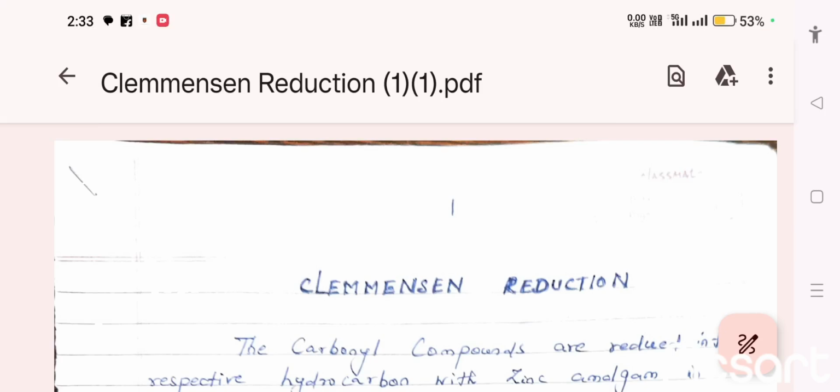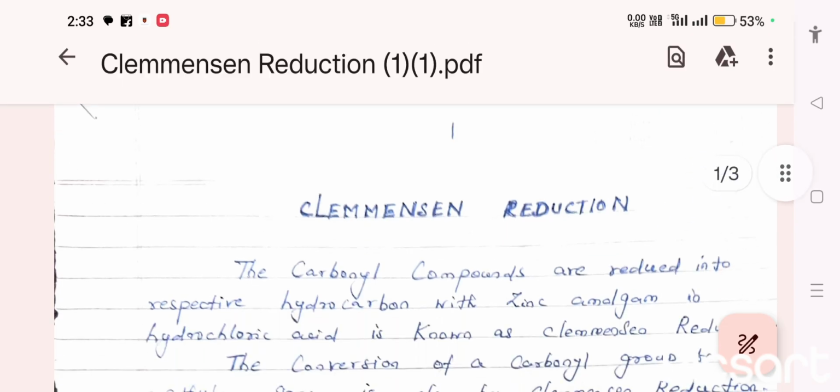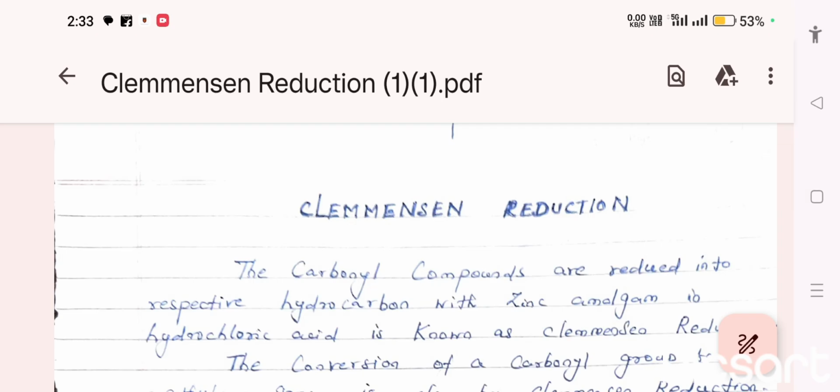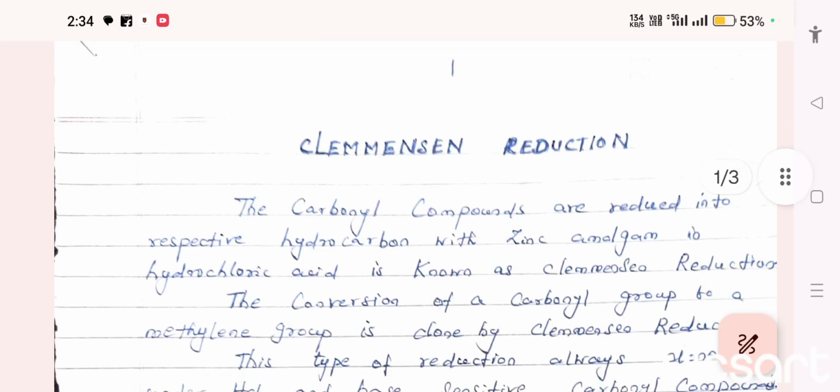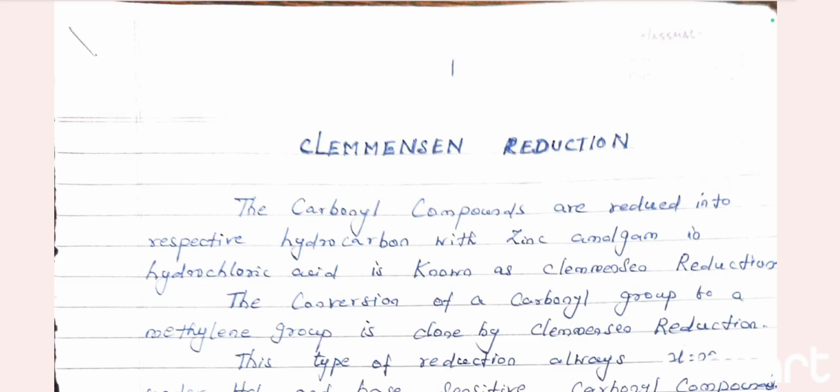Clemmensen reduction. This chemical reaction is named after the Danish American chemist Erik Christian Clemmensen. In this reaction, carbonyl compounds are reduced into the respective hydrocarbon with zinc amalgam in the presence of hydrochloric acid, which is known as Clemmensen reduction. The conversion of a carbonyl group into a methylene group is done by Clemmensen reduction.